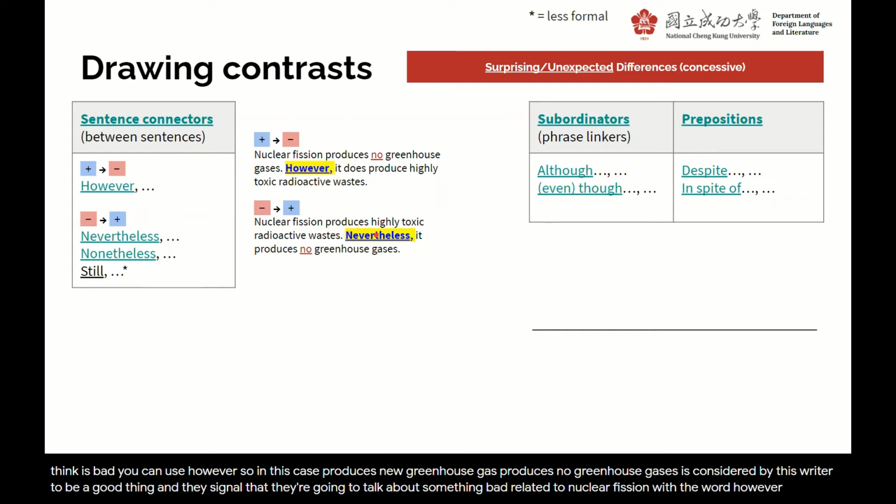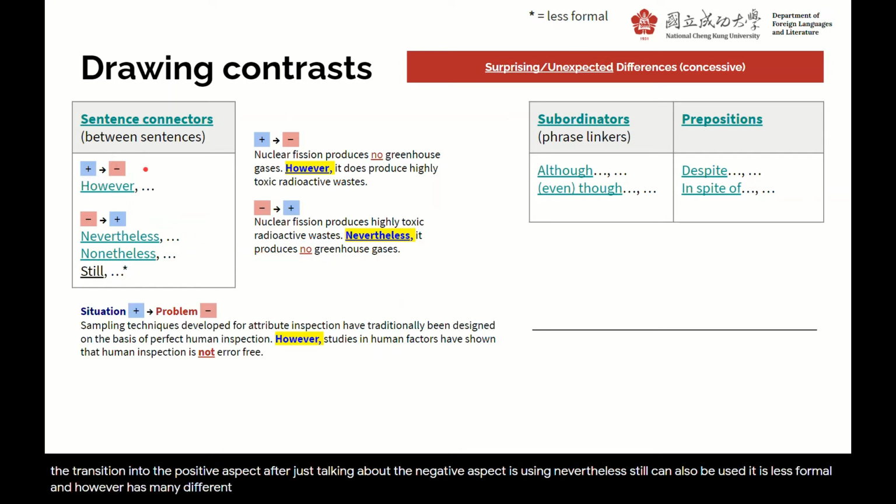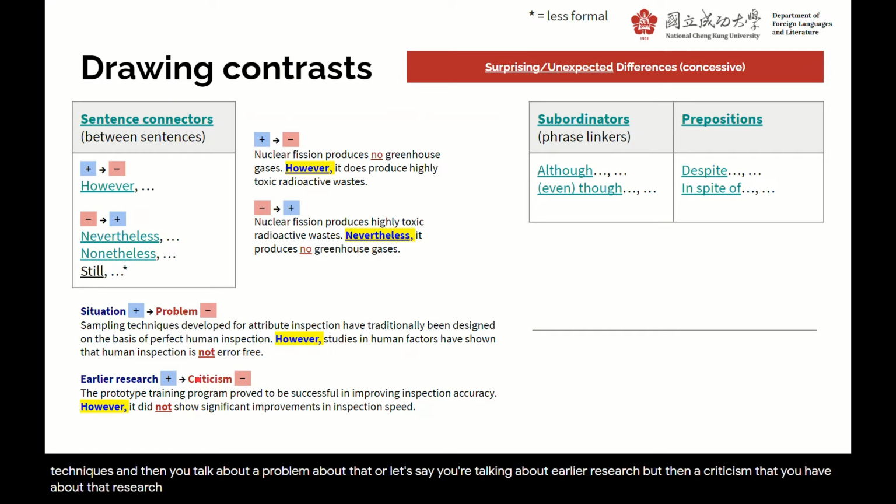Likewise, the way they transition into the positive aspect after just talking about the negative aspect is using nevertheless. Still can also be used. It is less formal. And however has many different functions, as you see. Let's say it's a good situation. We're talking about how something works, like these sampling techniques, and then you talk about a problem with that. Or let's say you're talking about earlier research, but then a criticism that you have about that research. So however is very ubiquitous, meaning you can use it in a lot of different places. But do note it's a positive to a negative thing.